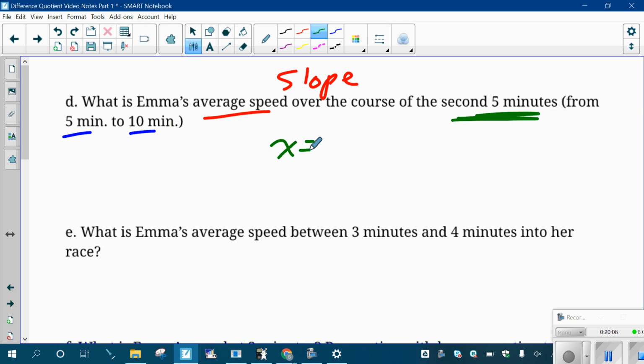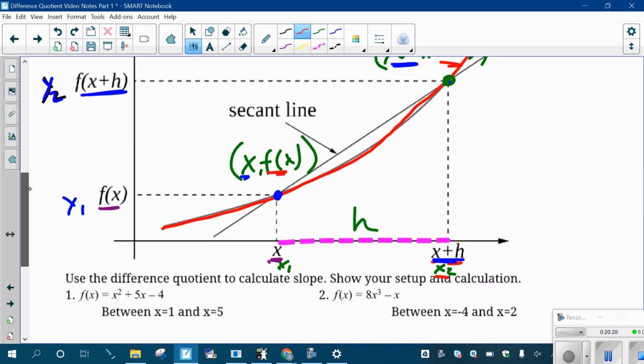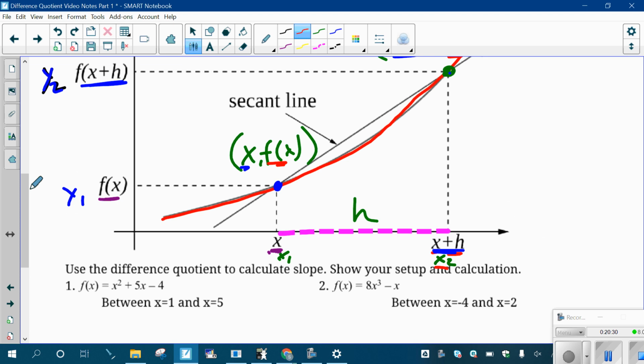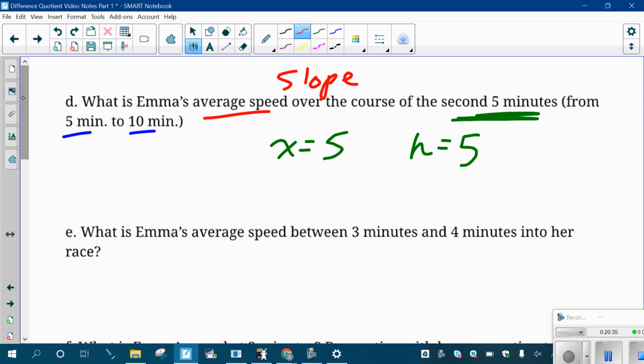What's the initial time that we're starting to measure the speed at? Well, it's 5 minutes in. How far apart are the two times? Well, 5 minutes to 10 minutes. The times themselves are 5 minutes apart. Note that this h isn't the second time. Go back to this picture. That h is not the second x value. It's how far apart the x values are. So in this case, it's how far apart the times are. How far apart are 5 and 10? They're 5 apart.